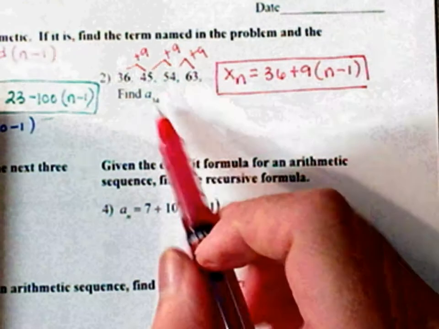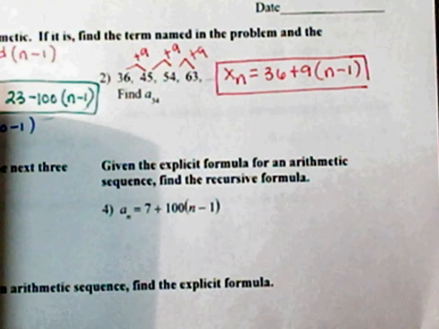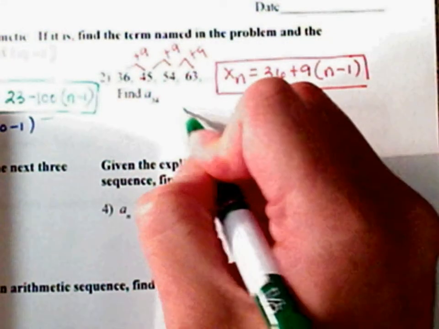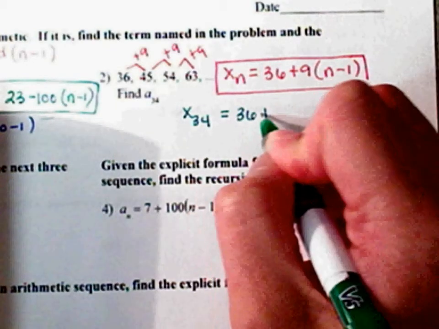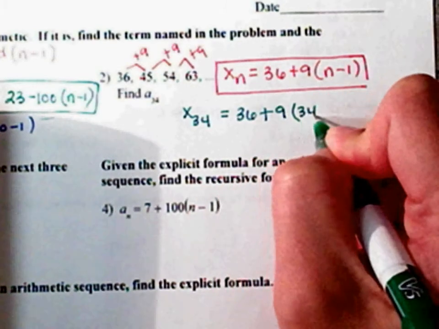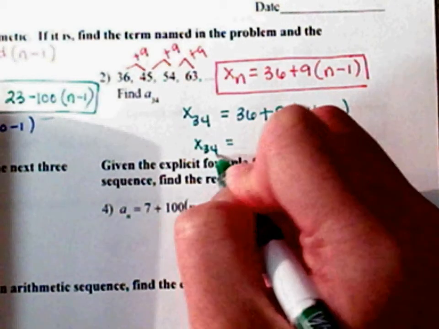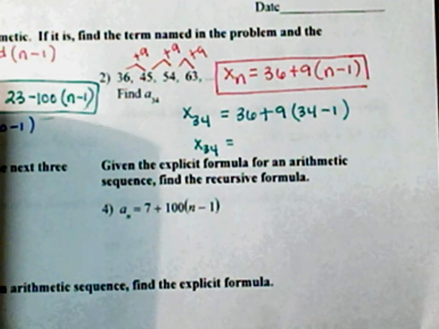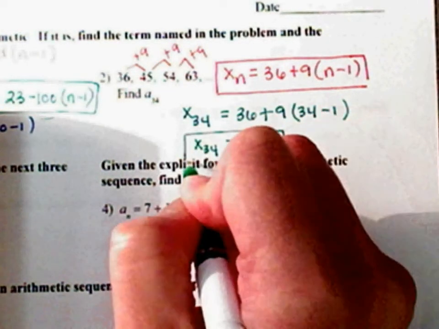Now, if this is not the same pattern, you cannot write an explicit formula for an arithmetic sequence. For your 34th term, you're going to have x of 34 equals first term 36 plus 9 times the term you want to find minus 1, which is 34 minus 1. You can type that into your calculator, and I get 333.